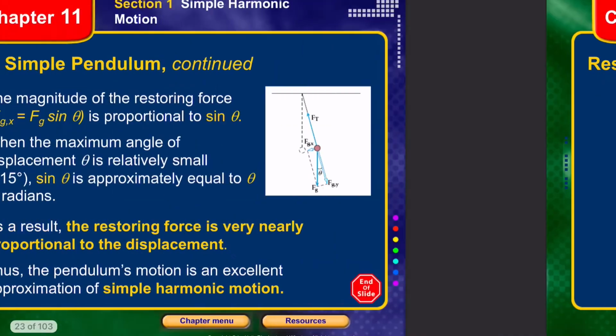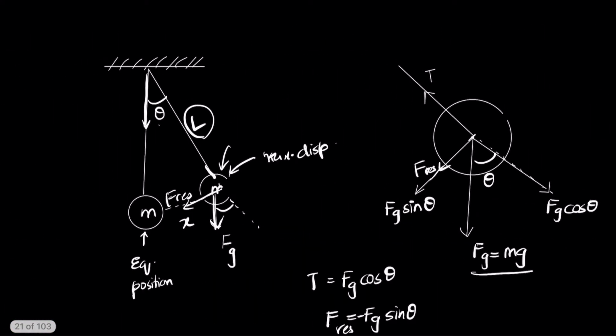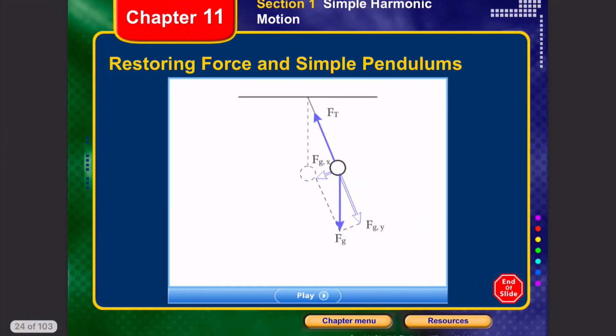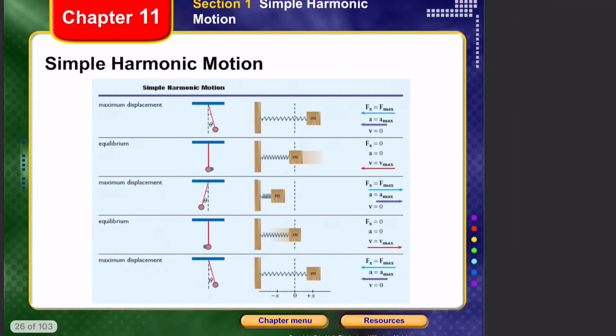So what happens in terms of the simple harmonic motion right here? At this position, the velocity is max and the acceleration is 0, because notice that here at this point there is no speeding up or slowing down, and at this point the acceleration is max but the velocity becomes equal to 0. So at the equilibrium position, the velocity is at maximum and acceleration is 0, and at the maximum displacement position, acceleration is at the maximum value but the velocity is 0. So this is the idea behind simple harmonic motion.